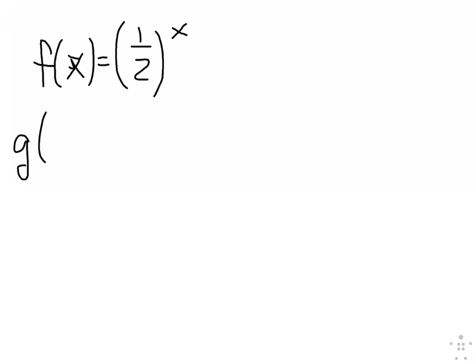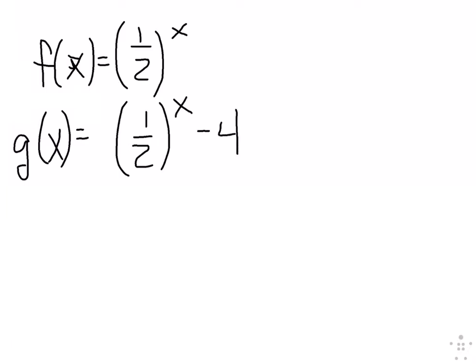All right. So here's what it's going to have. It's going to have something like f of x is equal to 1/2 to the x power, and g of x is going to equal 1/2 to the x power minus 4. So first thing I want you to tell me: what transformation took place from the top one to the bottom one?